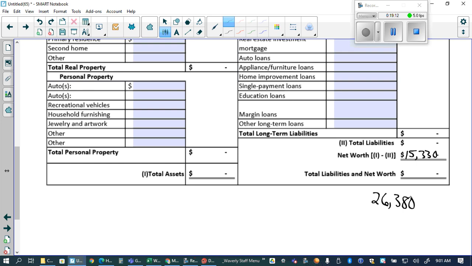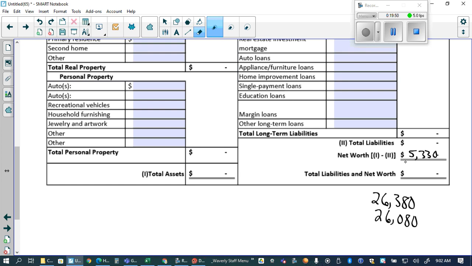Well, you have a net worth? You stuck on something? And still working. I'll give you guys a minute. So we got a 26,080 for net worth. Okay. All right. So let's see. He's revising his figure. What'd you say? 25,330? Yes. Okay. So it's different.